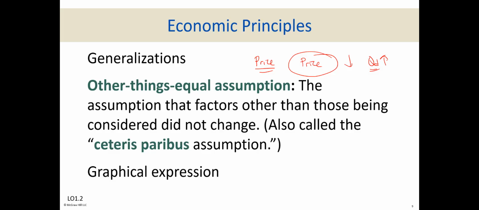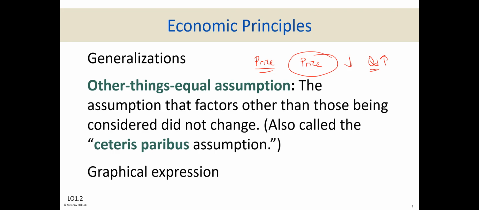But there are other things that are affecting your buying decision. Let's say you get a promotion the next day, or you watch a commercial that says that cereal is healthy for your health. So we're assuming none of these things are changing. We're just focusing on price and the amount that consumers want to buy. So that is the ceteris paribus assumption. And we also use generalizations.